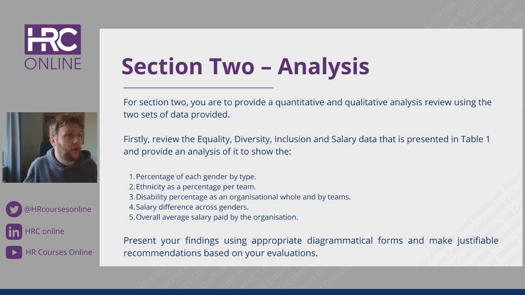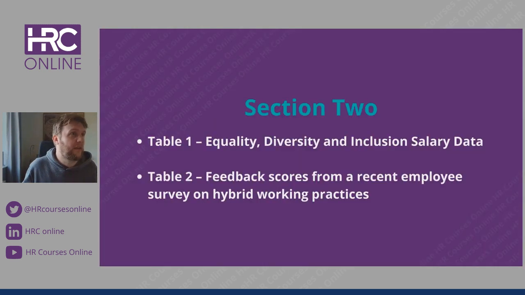Now, this can feel really daunting because you've got 2 sets of data, and if you don't do much data analysis in Excel, sometimes it can feel like a really big task. Table 1 is an equality, diversity, and inclusion salary data range. Table 2 is feedback scores from a recent employee survey on hybrid working practices. If you think qualitative is product, services, and feedback, so it's non-statistical data, Table 2 is your qualitative. Table 1, equality, diversity, inclusion, and salary data, that's your statistical data, so that's your quantitative data. So it's broken into 2 ways.